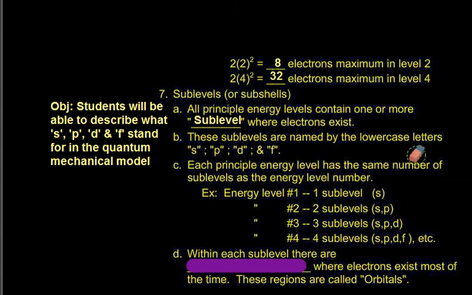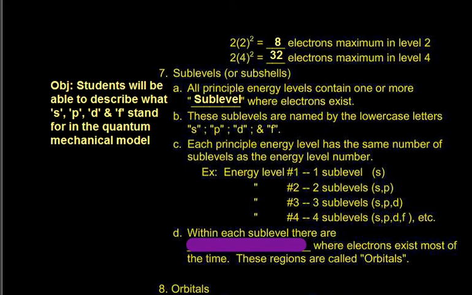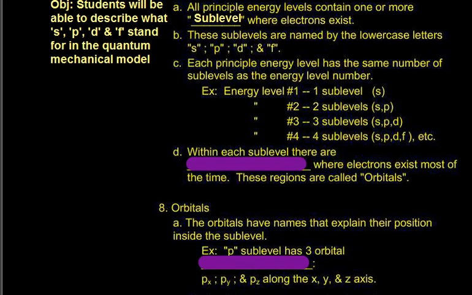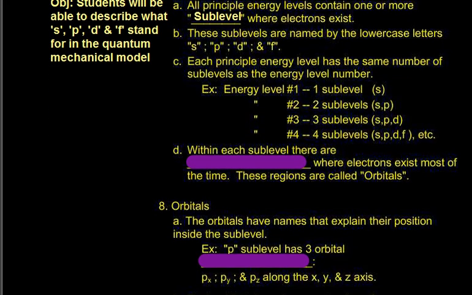Now, each principal energy level has the same number of sublevels as the energy number. So, the first energy level has one sublevel, and it's called S. The second energy level has 2 sublevels. They're called S and P. The third energy level has 3 sublevels, and it's called S, P, and D. And the fourth has 4, and those are S, P, D, and F, and so on. And the fifth would have 5, and that would be S, P, D, F, and G. And it goes G and H and I, and so on from there. But we will not be dealing with G, H, and I, and so on. We'll only be dealing with S, P, D, and F.